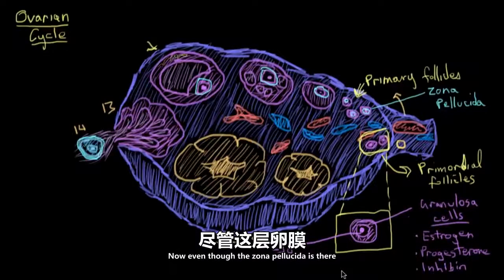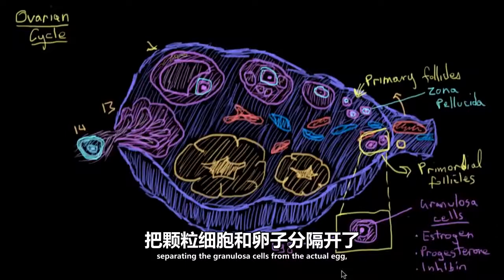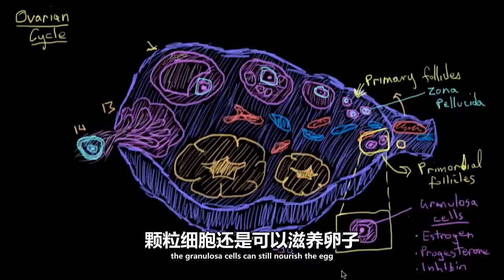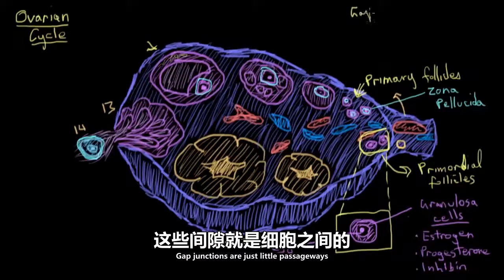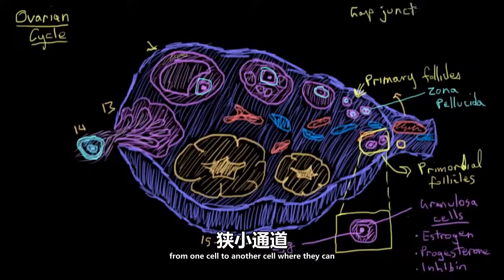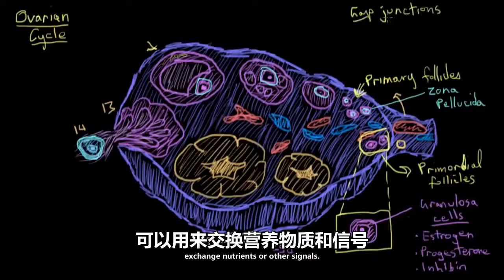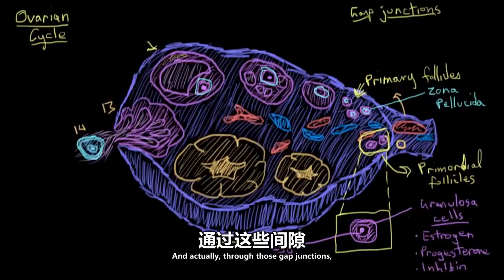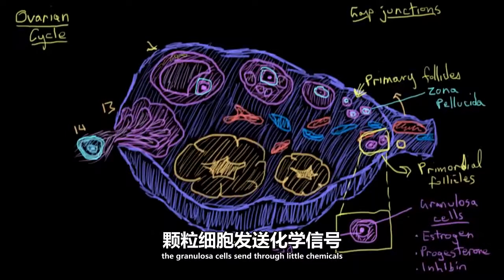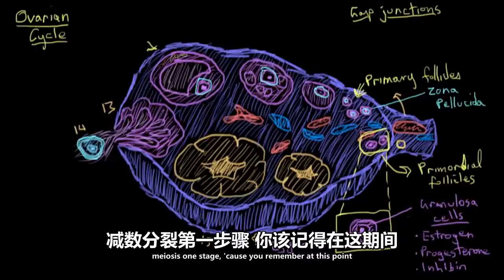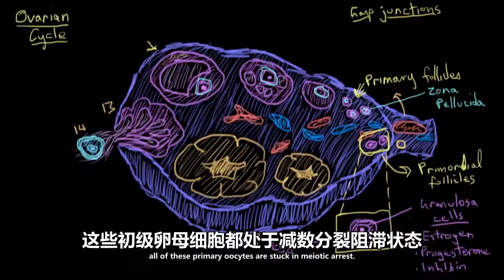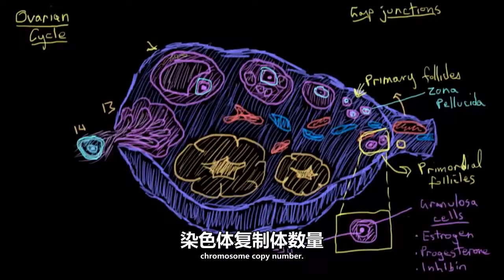Now, even though the zona pellucida is there, separating the granulosa cells from the actual egg, the granulosa cells can still nourish the egg through gap junctions that go through the zona pellucida and into the egg. Gap junctions are just little passageways from one cell to another cell where they can exchange nutrients or other signals. And actually, through those gap junctions, the granulosa cells send through little chemicals that keep those primary oocytes stuck at that meiosis 1 stage. Because you remember, at this point, all of these primary oocytes are stuck in meiotic arrest. They're not dividing and reducing their chromosome copy number.